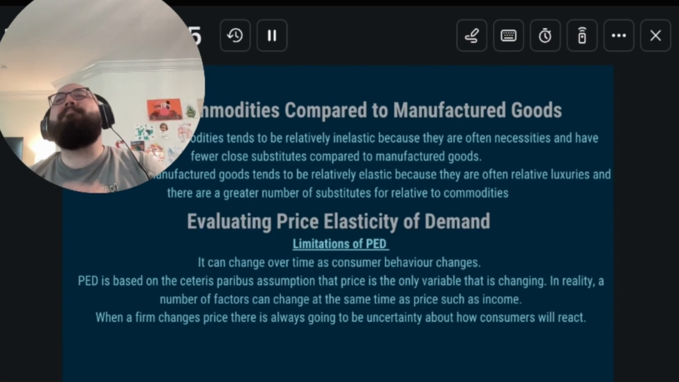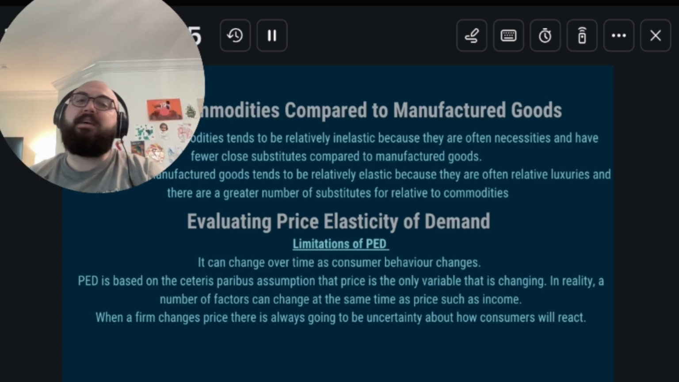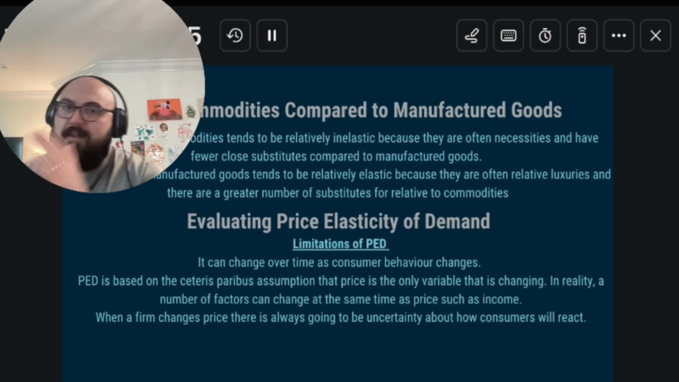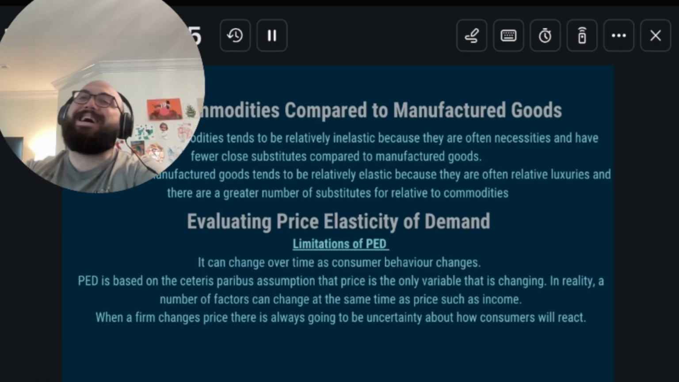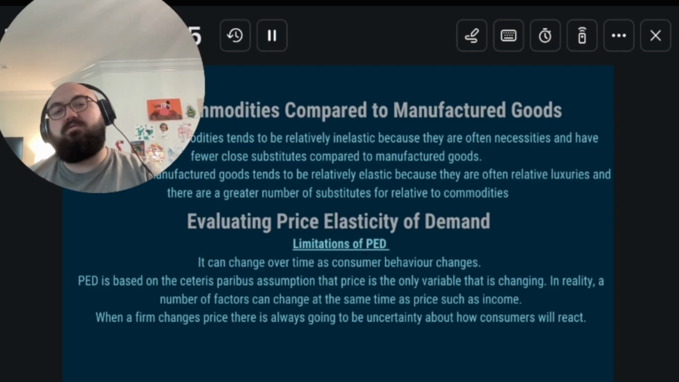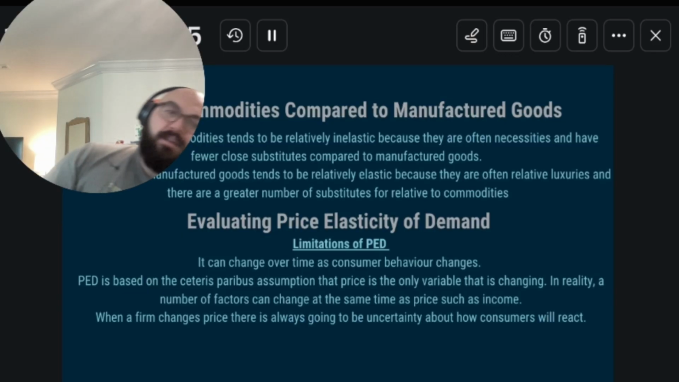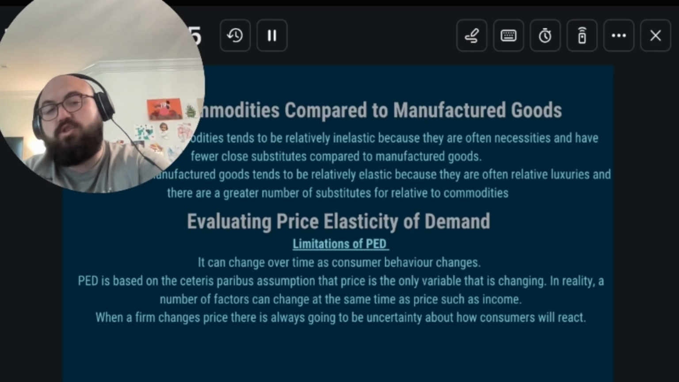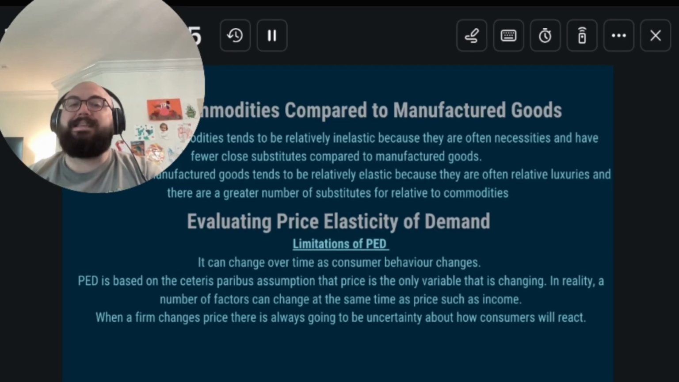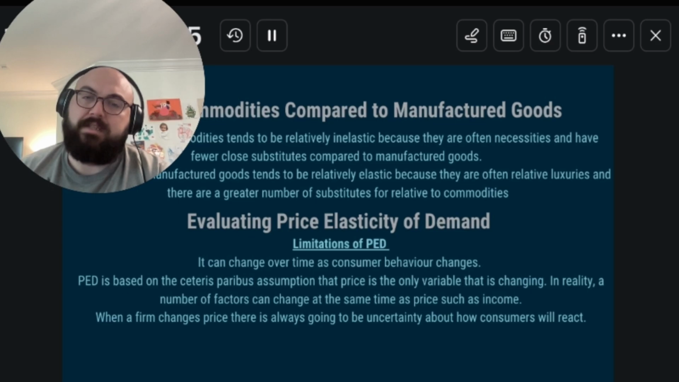Commodities like oil or wheat usually have inelastic demand, right? They're necessities and don't have many substitutes. Gotta eat, gotta get from point A to point B. On the other hand, manufactured goods are often more elastic. They're luxuries or they have lots of alternatives. But PED isn't perfect. It can change over time as consumer behaviors shift. PED assumes only price changes, but in reality, income or taste can change too, which we've discussed. So firms never know for sure how consumers will react. PED is an estimate, not a guarantee.